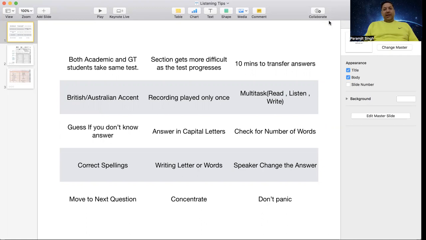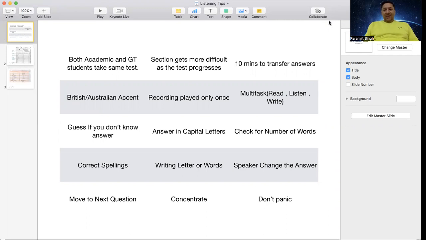If you miss any question, don't complain, don't regret. Just move on to your next question. If you can make a good guess, then write that answer and move on to the next question, because sometimes guesses give you marks; if they are correct, you will get 1 mark for that question. But don't panic in that situation. Just move on to the next question when you hear the recording.